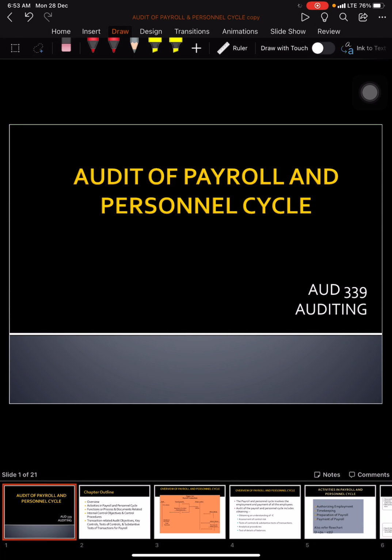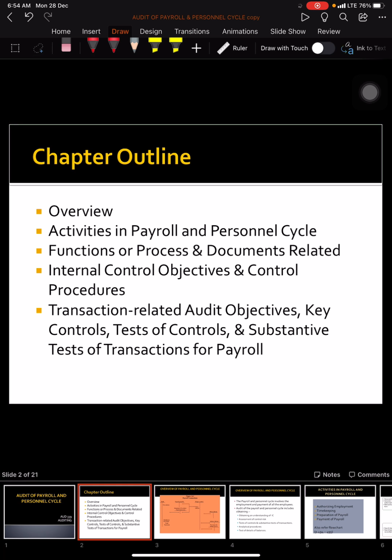Alright, now we move on to our next topic, audit of payroll and personnel cycle. Under this topic, our outline or overview: next will be activities in the payroll and personnel cycle, functions or process and documents related, internal control objective and control procedures, just like normal, and then transactions related audit objective, key controls, test of controls, substantive test of transaction for payroll. So these are the things that we are going to discuss in this topic.